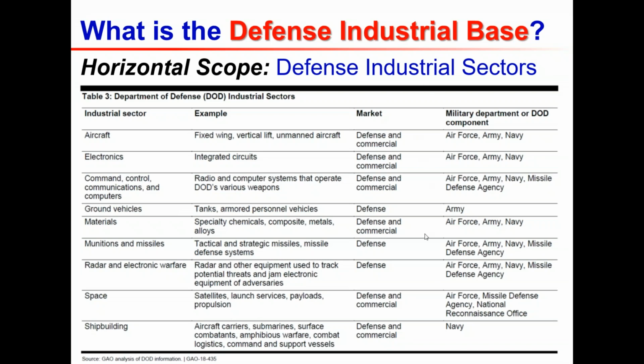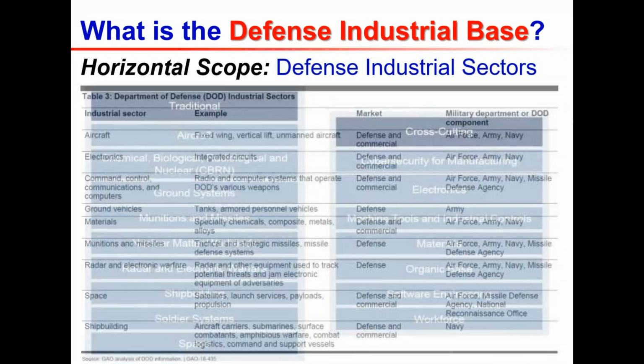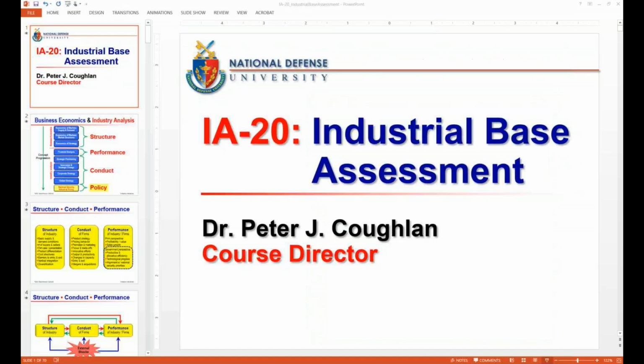Note that GAO looks at how many of these are defense and commercial versus those that are primarily, if not exclusively, defense, right? Munitions and missiles, radar, electronic warfare. Again, some of these are heavily dependent upon defense markets alone, or defense applications alone. Here's another way to look at horizontal scope.